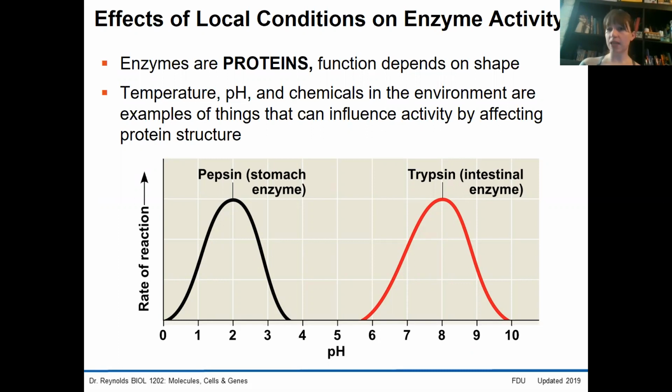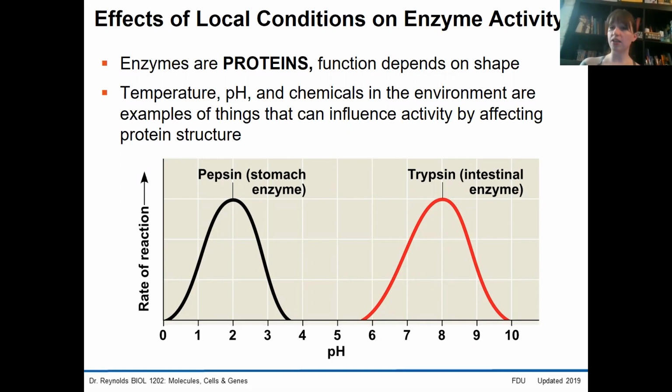Pepsin is a stomach enzyme, and your stomach is a very acidic environment. And so pepsin functions best at the pH of your stomach. So at about a pH of 2, pepsin is going to have its greatest effectiveness. But trypsin, which is an intestinal enzyme, functions at a near neutral pH of 8. This is about the same as what you would find in your intestines.